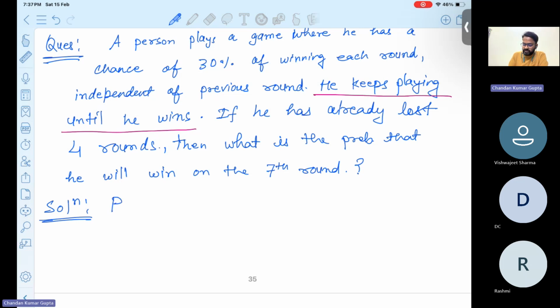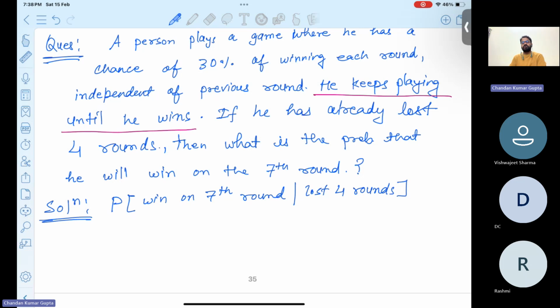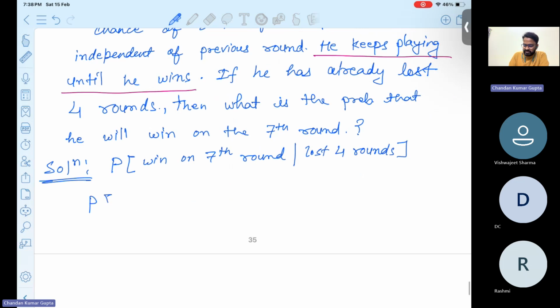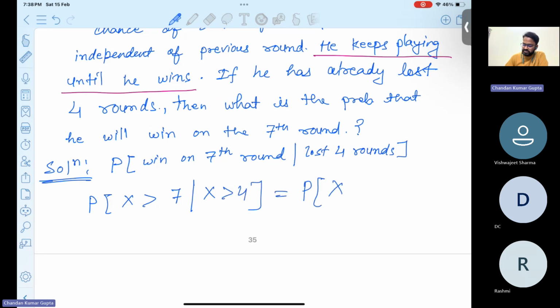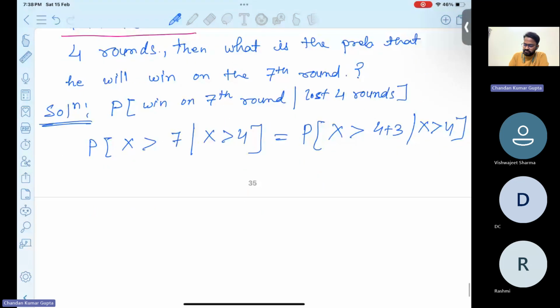And how to proceed? We need to find the probability of winning on the 7th round, when the condition is that he lost 4 rounds. He has already lost 4 rounds, then what is the probability he wins on the 7th round? That means there are 2 more losses and after that the success will be there. So we can write this as: probability that x is greater than 7 given x is greater than 4, which is the probability that x is greater than 4 plus 3 given x is greater than 4. And this is nothing but the probability that x is greater than 3, using the memoryless property. Is it clear?